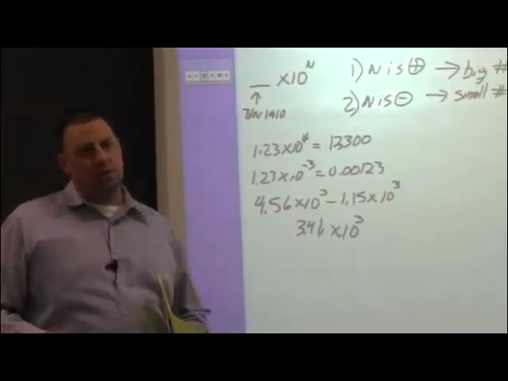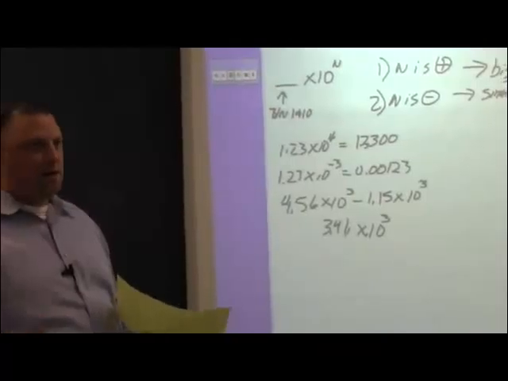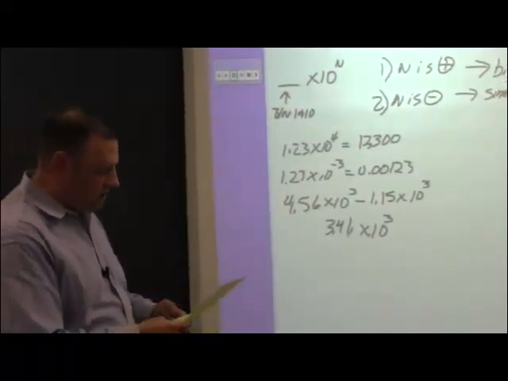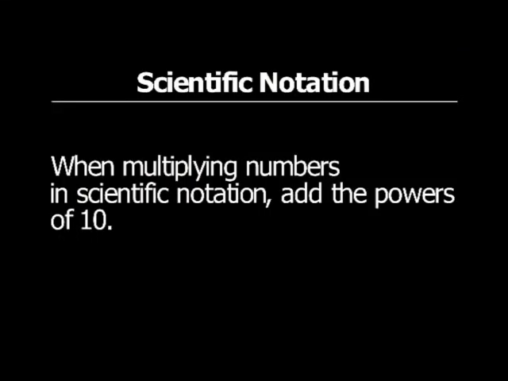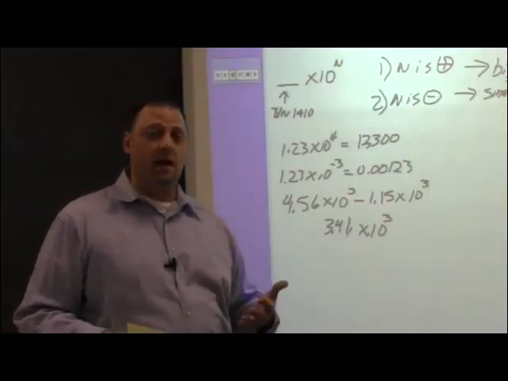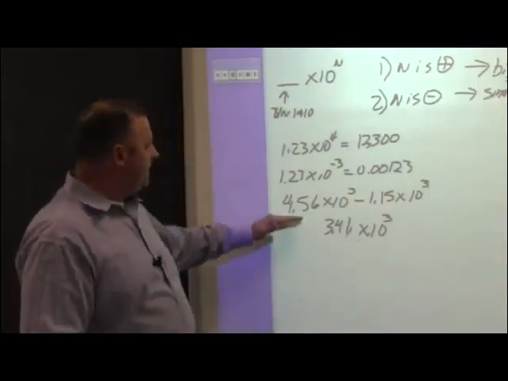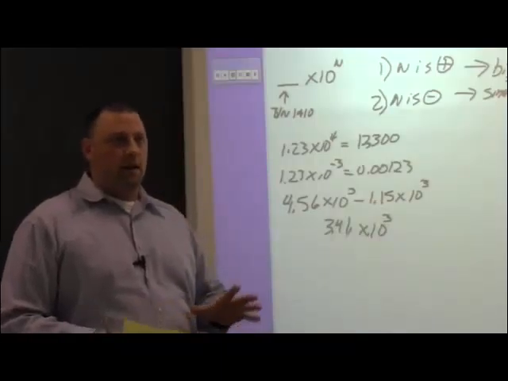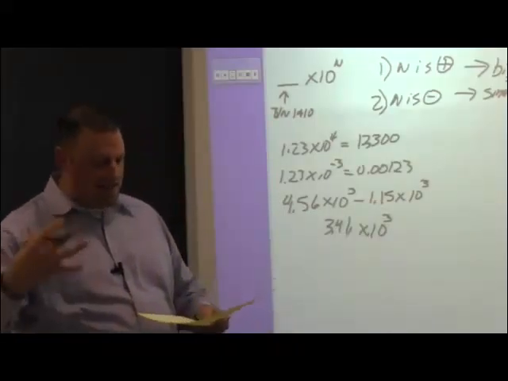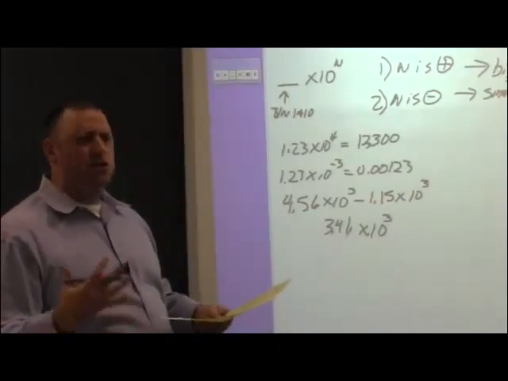More commonly used is when you have to multiply and divide them. And that's what we need to talk about. Things can get a little tricky. So let's talk about multiplying. When you're multiplying two scientific numbers, it's kind of like when you're multiplying exponents. You add the powers. So that's what we're going to do with the powers of 10. We're going to add those powers of 10, and we're going to multiply the numbers in front of the times 10 and put that in front of the times 10.